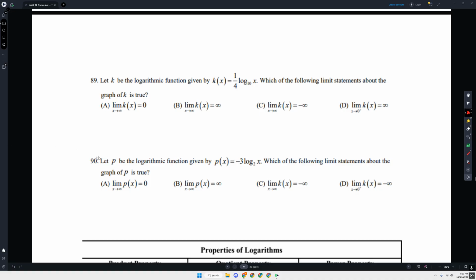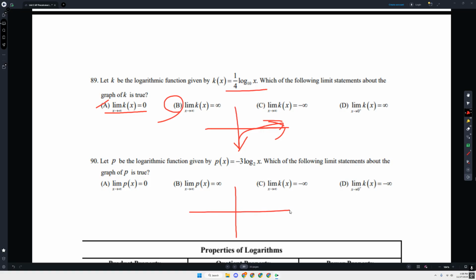For 89 through 90, we're going to be doing limits. And limits pretty much are the same thing. We're going to graph it. And then from there, we're looking at the limits. So we're going to look at the first choice. It says the limit as it approaches infinity is 0. That's false because we're going to be increasing still. This one says infinity is infinity. That is true. And as it approaches 0 from the right, it's going to infinity. That's false. So we know it's B.